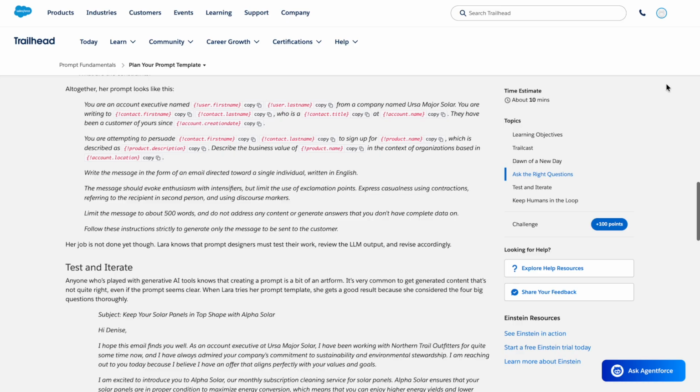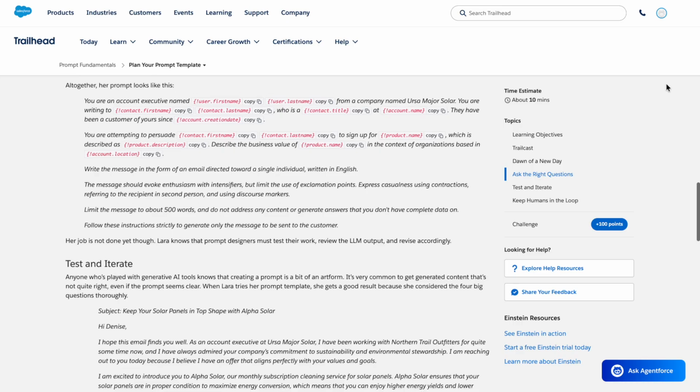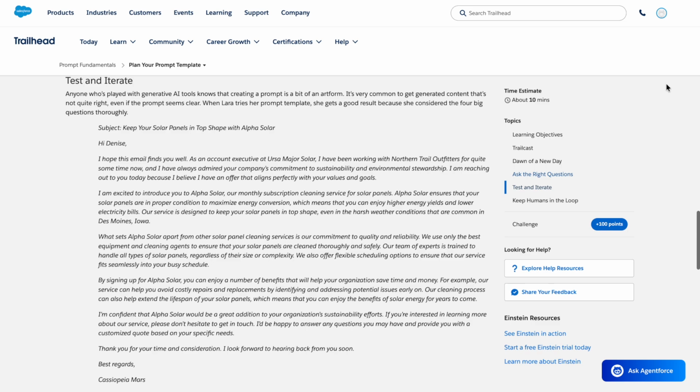Her job is not done yet, though. Lara knows that prompt designers must test their work, review the LLM output, and revise accordingly. Test and iterate. Anyone who's played with generative AI tools knows that creating a prompt is a bit of an art form. It's very common to get generated content that's not quite right, even if the prompt seems clear. When Lara tries her prompt template, she gets a good result because she considered the 4 big questions thoroughly.